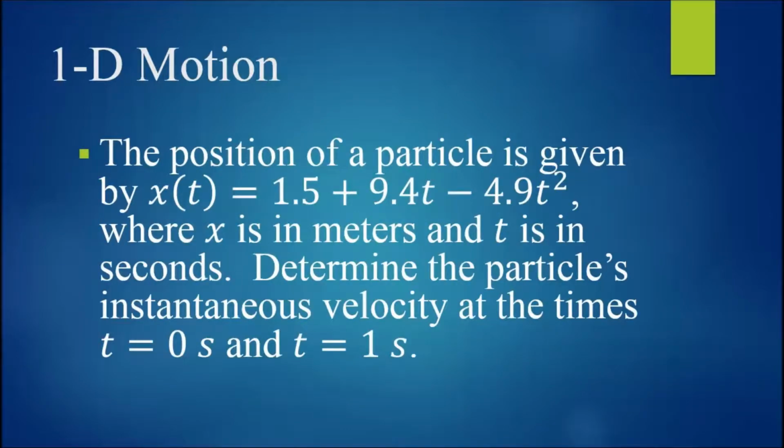So let's look at an example. The position of a particle is given by x of t equals 1.5 plus 9.4 times t minus 4.9 times t squared, where x is in meters and t is in seconds. Determine the particle's instantaneous velocity at the times t equals 0 seconds and t equals 1 second.